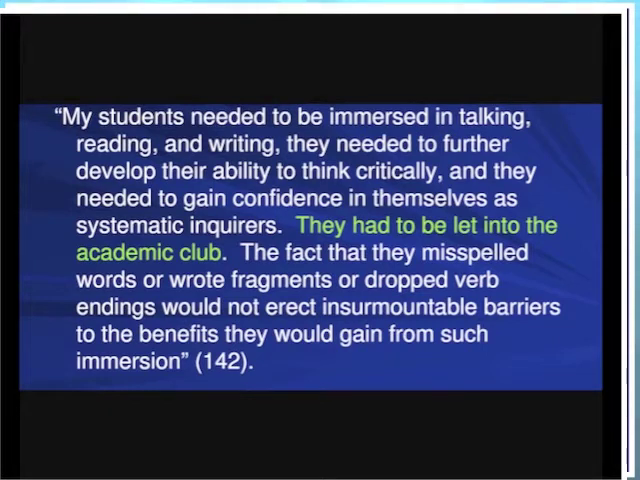Some of the key words from that quotation, you can give it some thought. Take a couple minutes. Just look at that quotation carefully. If you were to circle any key words, what would they be? Okay, so some of the terms might be to further develop their ability. They needed to further develop their ability to think critically. So further develop their ability to think critically, to gain confidence. That would be a term you could circle as important.